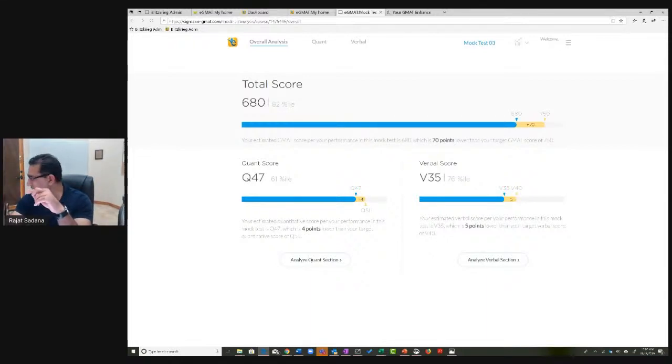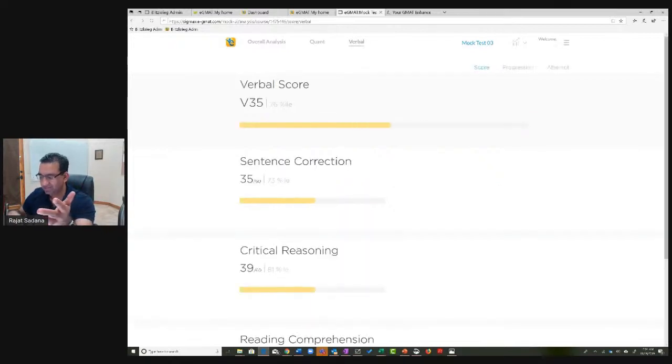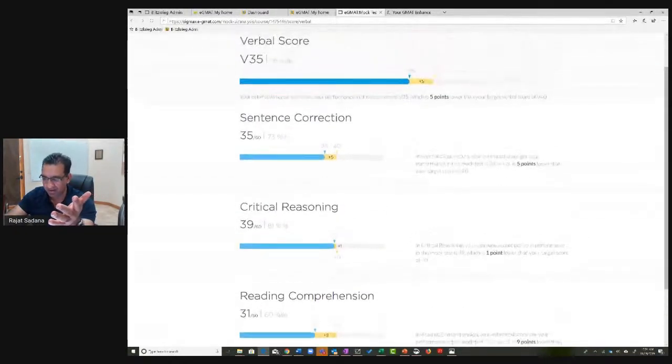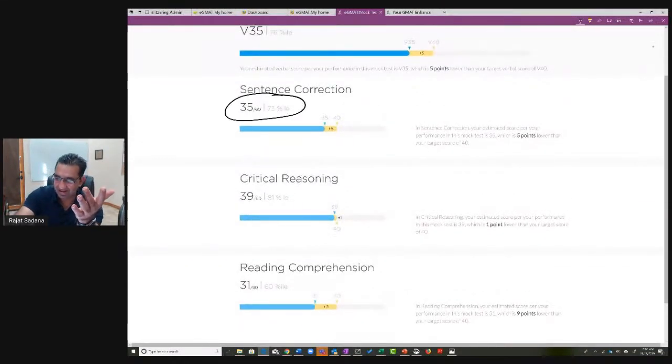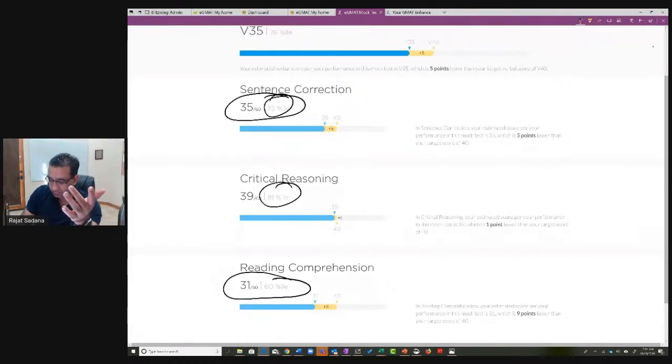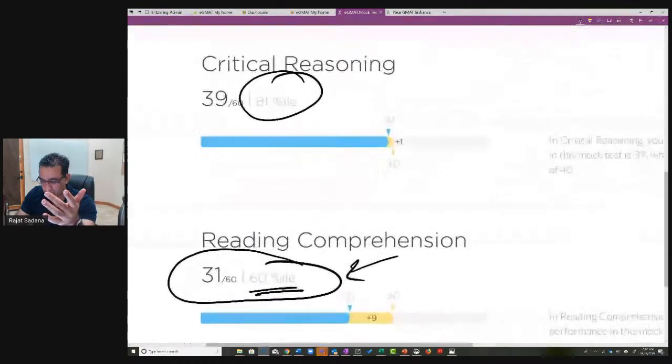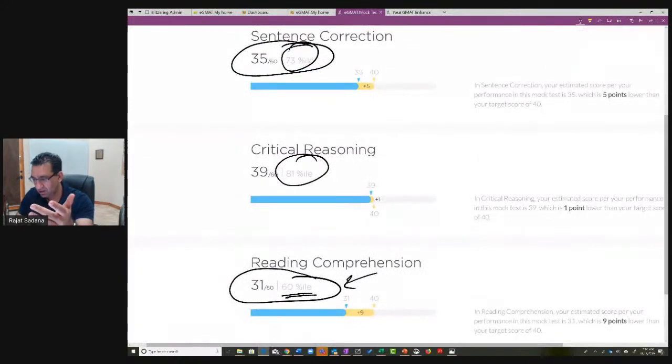Okay. So the first thing that you see here is, okay, Q47, V35. And since we've been talking about verbal, to keep things consistent, we're going to look at this and say, hey, what is the makeup of his verbal section? And the moment I look at this, I see, okay, his V35 is composed of his abilities in sentence correction, which is a 73rd percentile, in critical reasoning, which is 81st percentile, and in reading comprehension, which is a 60th percentile over here. So essentially, reading comprehension is what seems to be impacting his ability score or his overall verbal score the most.